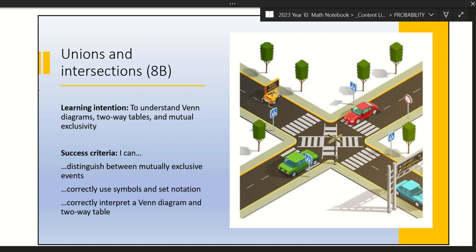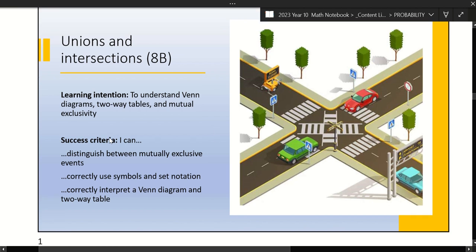But also, and you may have never used them, two-way tables. So hopefully, what I'd like you to be able to do is understand how we use them and be able to distinguish between the information inside them.